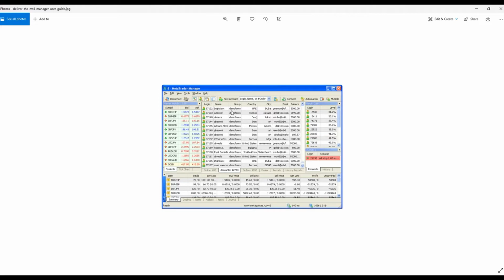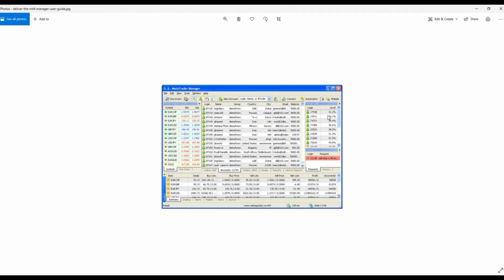Login, name, group, country, city, email, your balance, your margin levels, the pair you're trading, your lot sizes, how many lots you're selling, buying, your net lots, profit. They know everything about you. It's possible that they could filter this by the balance section, or by the margin level, and sort this to see who has the highest margin, or who's closer to a margin call, and move the market in that direction and wipe everybody out.